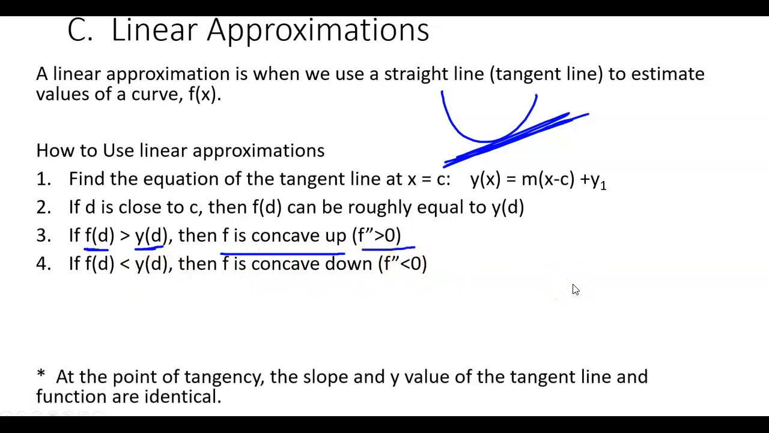A little interesting point to point out is that at the place where your tangent line actually touches the curve, at that one singular point, both the slope and the y value of the tangent line are exactly identical to the slope and y value of your curve. That's because at that point they're actually the same. It's just that as you start to get away from that point, they start to gradually get less and less the same. Okay, and so that's what a linear approximation is.